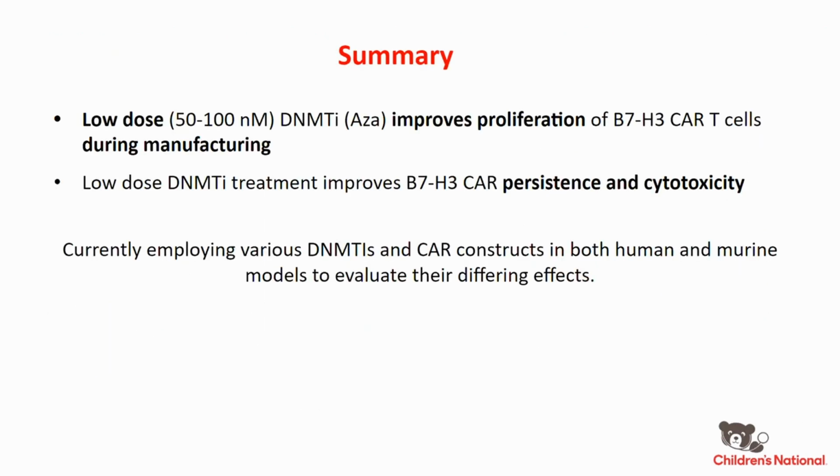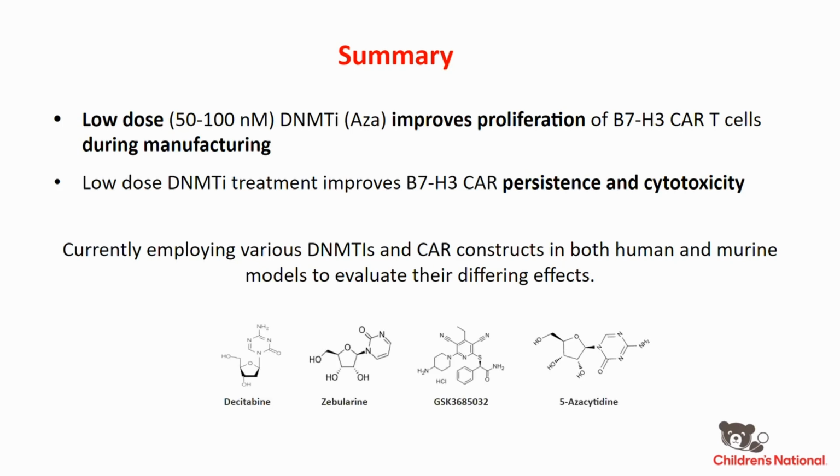So to wrap everything up, we're seeing some really interesting data that 50 to 100 nanomolar improves the proliferation of B7H3 CAR T cells, and that this may also be enhancing persistence and cytotoxicity long term. We are currently employing different DNMTIs, CAR constructs, and also looking into other solid tumor models to expand this work and hopefully find some interesting data. We are hopefully going to move in vivo very soon and hopefully have some new data in the future.